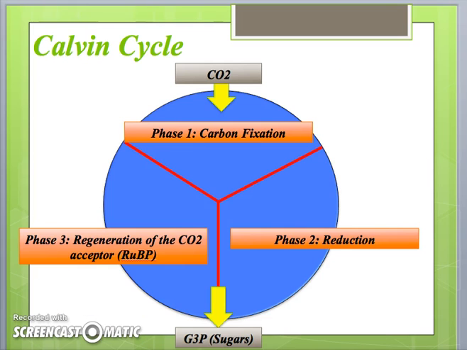Calvin cycle. So the Calvin cycle has three phases. The first one is carbon fixation, the second one is reduction, and the third one is regeneration of the CO2 acceptor/RuBP. So what happens is CO2 comes in to phase one, the fixation part, and then it goes to the reduction. And when the reduction is over, the sugar G3P is produced. G3P stands for glyceraldehyde 3-phosphate. It is the product of the Calvin cycle. It is a 3-carbon sugar that is the starting point for the synthesis of other carbohydrates or sugars.